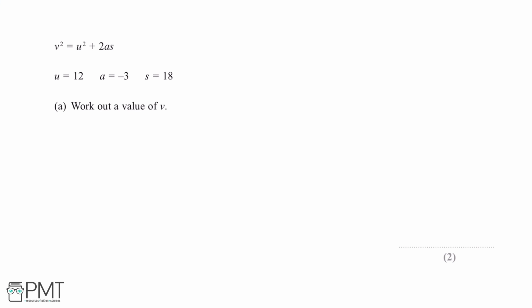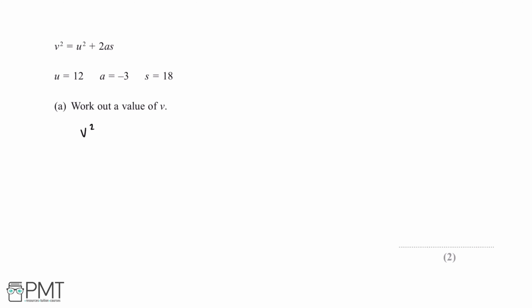v squared equals u squared plus 2as. u equals 12, a equals -3, s equals 18. Work out the value of v. So what we're going to need to do for this question is substitute in the values of u, a and s in order to give us a value for v squared, and then we can square root our answer to give us the value of v.